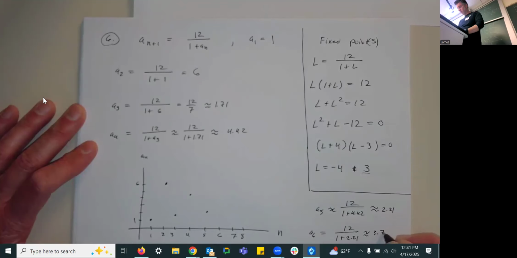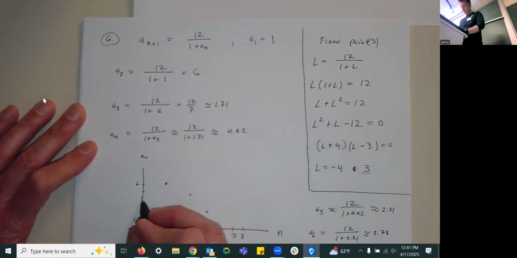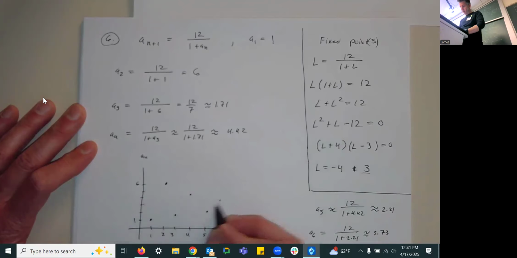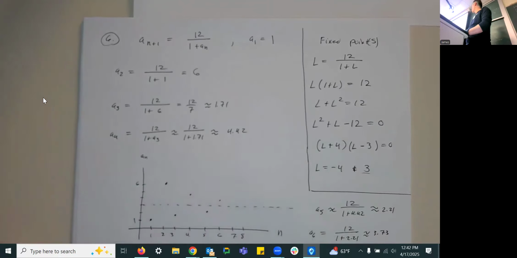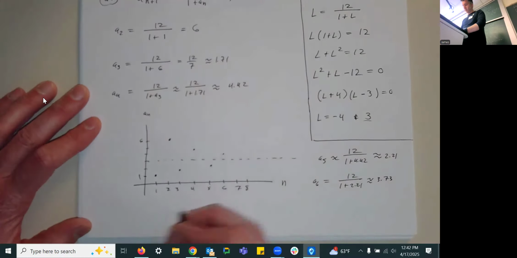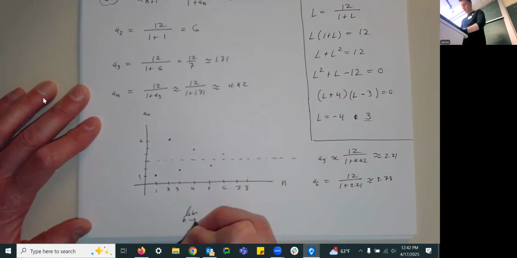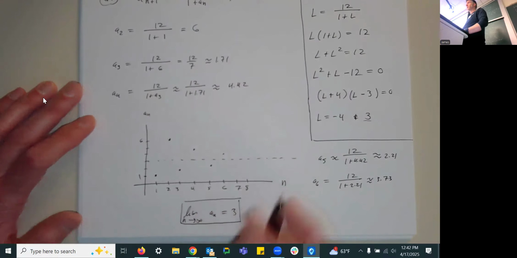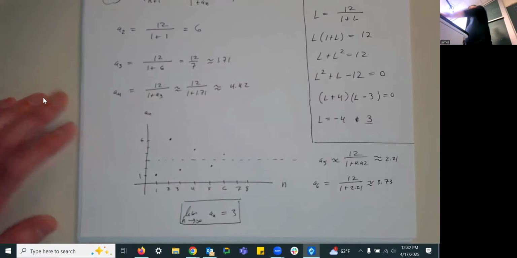So definitely, to me, it looks like we are zeroing in on the limit value of 3. We're getting closer and closer and closer to that value there. So I think in this situation, it's reasonable to say the limit as n goes to infinity of a sub n is positive 3. Neat.